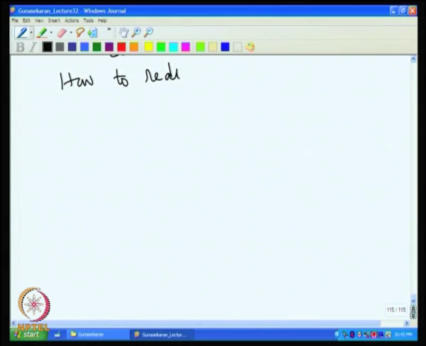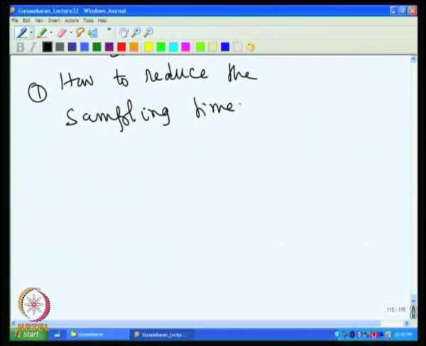So, the sample and hold amplifier is really a time consuming process, because if the sampling time is small, we can considerably reduce the conversion time. Now, there are various techniques that are used in ADC to reduce the time. So, let us see how to reduce the sampling time. Similarly, you can also see how to reduce the conversion time of the ADC.